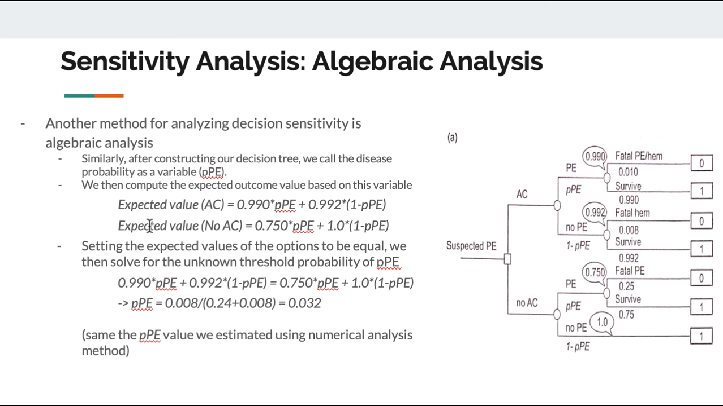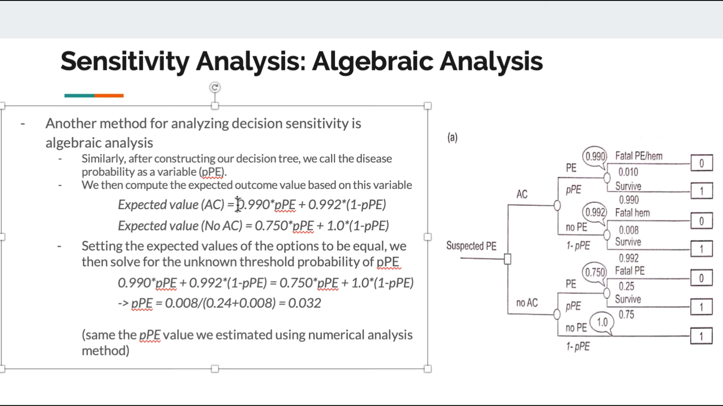So we are finding the value where the expected value of AC equals the expected value of no AC. So we're going to set this term equal to this term. So we have this formula right here, and we solve for the value of PPE that equals 0.032. It's pretty much the same as the value we obtained before using the numerical analysis.